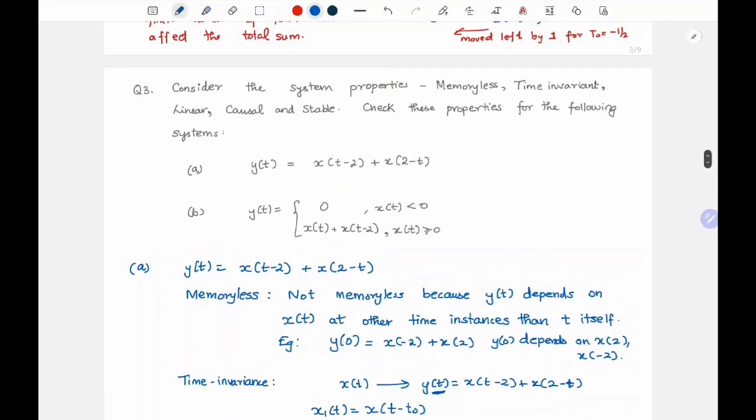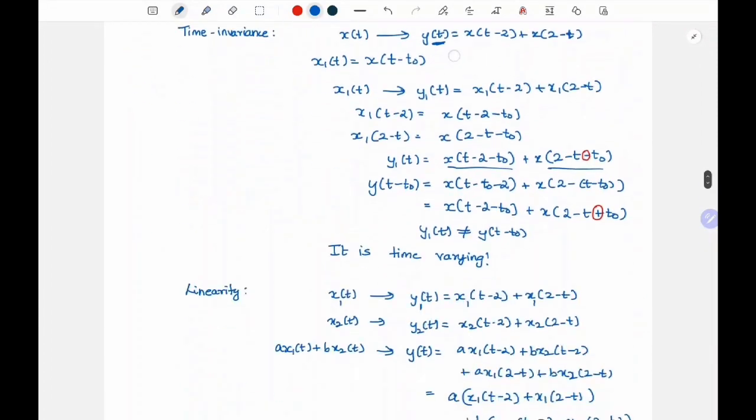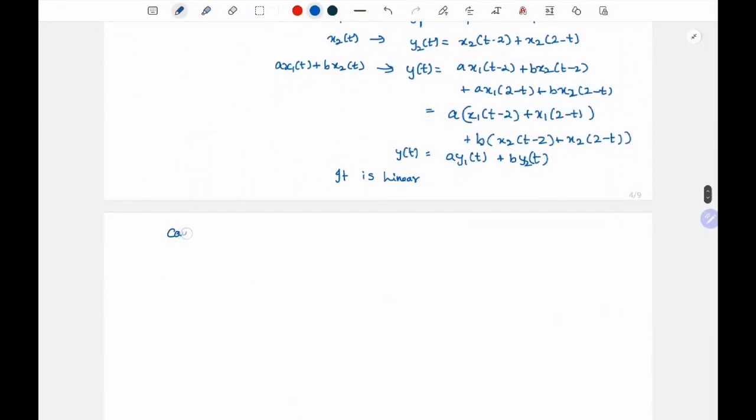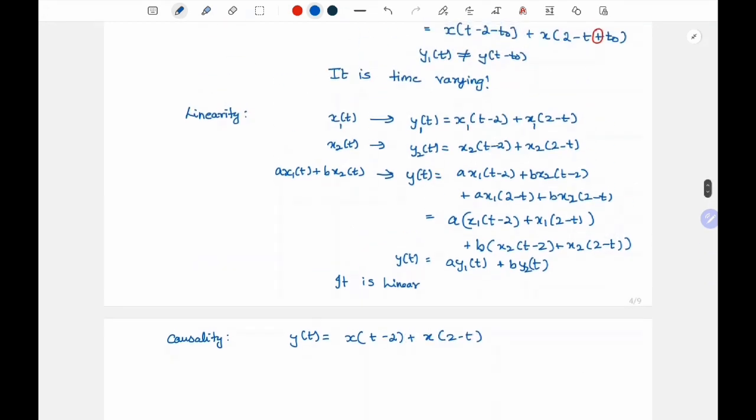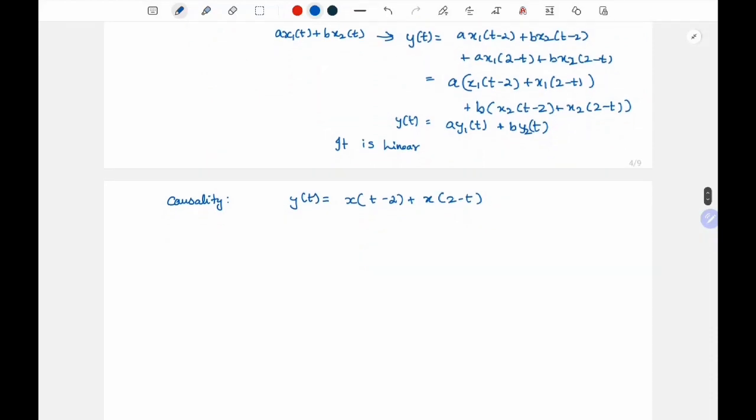And the next properties are causality and stability. Okay, causality. Again we have y of t as x of t minus 2 plus x of 2 minus t, correct? So what do you think? Is it causal? Okay, if we look at this portion, it depends on x of t minus 2, which is 2 time instances earlier. So you can say this looks causal. But what about this, x of 2 minus t, right? What about that?